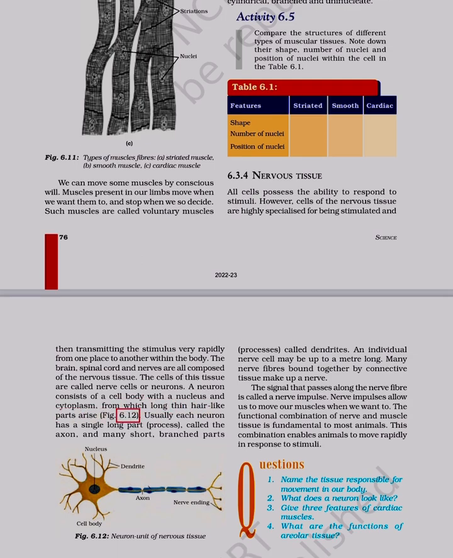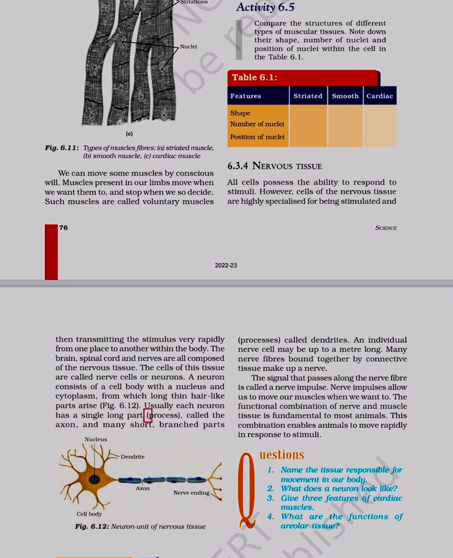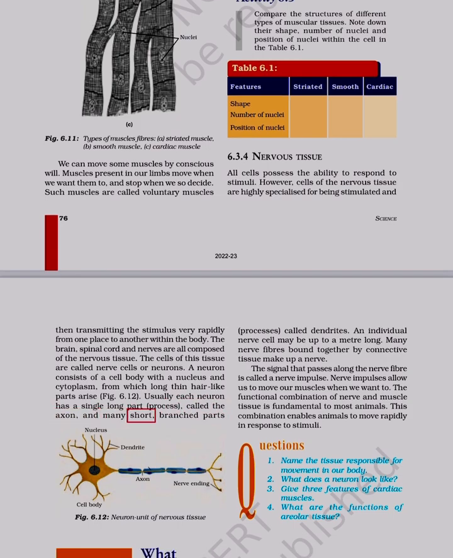Figure 6.12. Usually each neuron has a single long process, called the axon, and many short, branched processes called dendrites. An individual nerve cell may be up to a meter long. Many nerve fibers bound together by connective tissue make up a nerve. The signal that passes along the nerve fiber is called a nerve impulse.